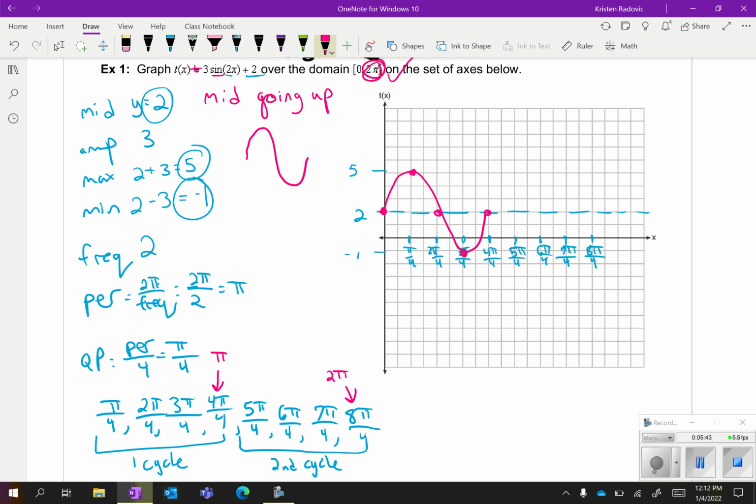Come back up to your maximum. On the next quarter point, go to your midline. Next quarter point, go to your minimum. And then you end on your midline. Can we please stop drawing random curves? You need to plot the points first and then connect them with a smooth arch.